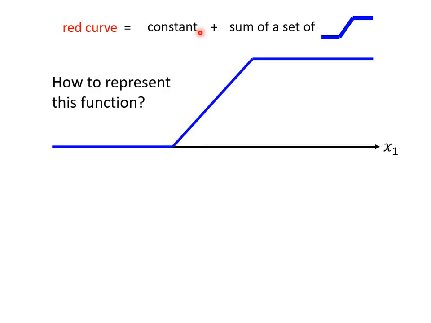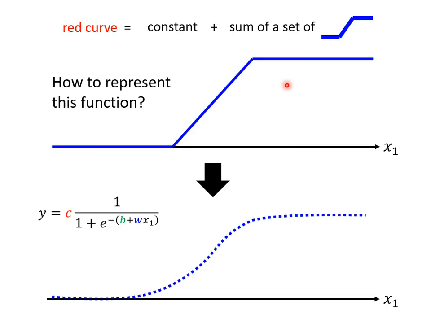The next question we have to ask is, how should the formula of this blue function look like? How to write the formula of this blue function? Maybe it's not so easy for you to write it out directly, but you can use a curve to approximate it. Which curve should be used to approximate it? We can use a sigmoid function to approximate this blue function. The formula of the sigmoid function looks like this.